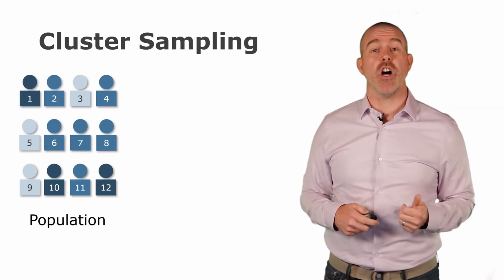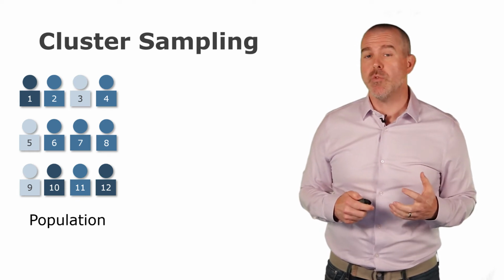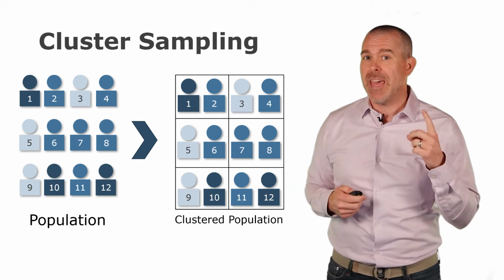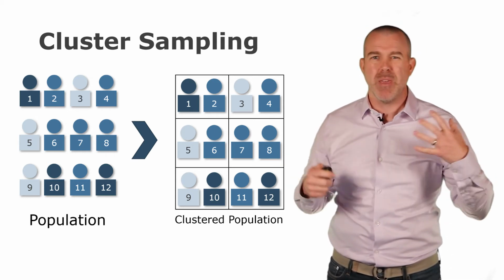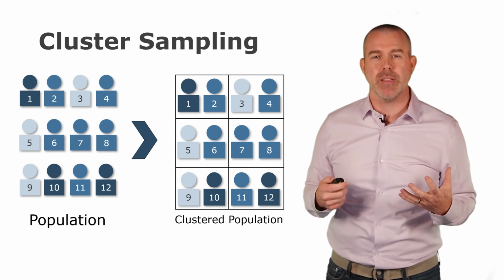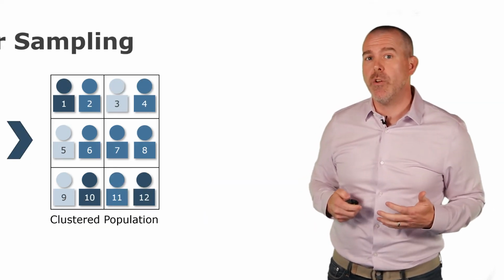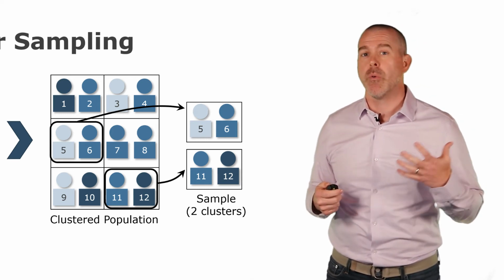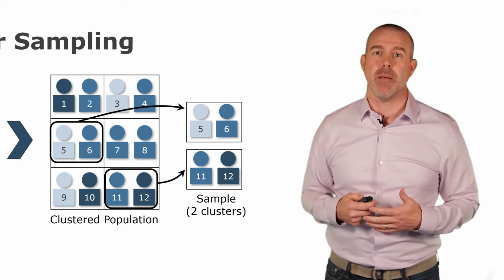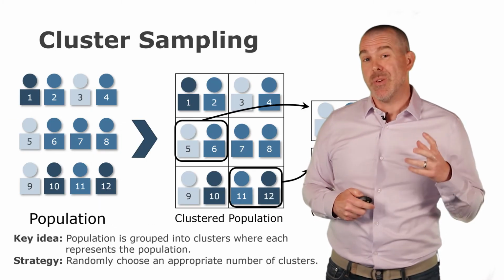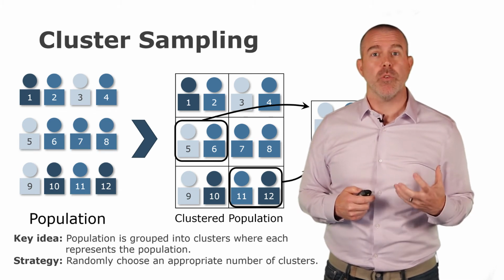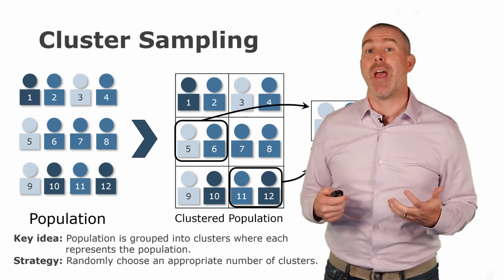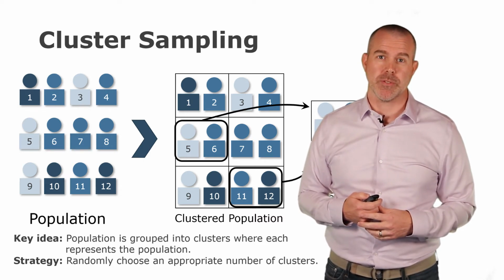All right, the last strategy is called cluster sampling. This is when your population is already clustered or grouped together. Now, there are some keys here: those clusters have to be mixed. They have to really represent the population. But if they do, what you can then do is just randomly select a certain number of those clusters. So here we had 6 clusters. We randomly selected 2 of them. That got us our sample size of 4. So again, the key for this one is that your population is already grouped into those clusters, and each cluster represents the population. Then what you do is you randomly select an appropriate number of clusters.